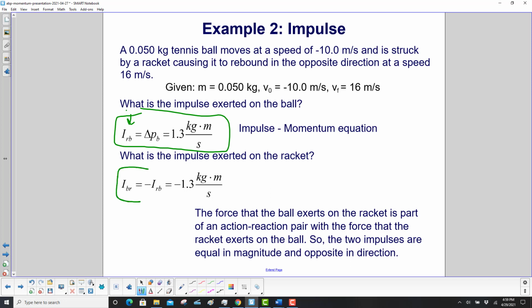Here we have Newton's third law. The impulse that the ball exerts on the racket is negative the impulse that the racket exerts on the ball. So we have a negative 1.3 kilogram meters per second. The force that the ball exerts on the racket, and of course you use force to calculate impulse, is part of an action-reaction pair with the force that the racket exerts on the ball. So the two impulses are equal in magnitude and opposite in direction.